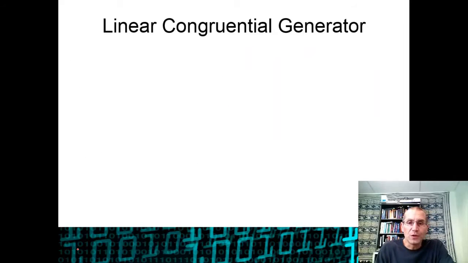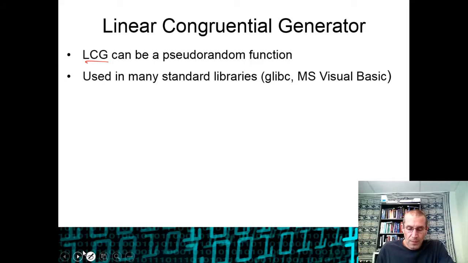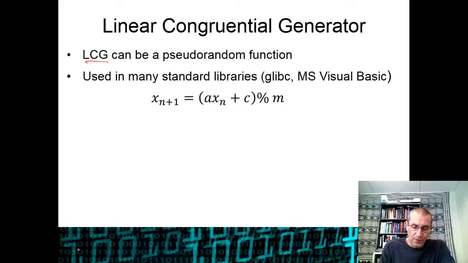So the particular pseudo-random function we're doing is a linear congruential generator. And we've looked at this before in a few classes ago. An LCG, linear congruential generator, can be a pseudo-random function, and I'll explain what some of the requirements are for that. But it's actually used in many standard libraries. In fact, glibc, which is what we tend to use with our compiler, uses it. Visual Basic, among many others. So this is a very common pseudo-random function. It's actually fairly simple to implement. And so we've seen this before.